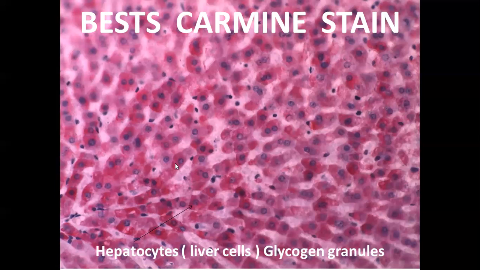This slide demonstrates the cytoplasmic inclusion, glycogen granule, inside the liver cell. This is the glycogen granule. Also in this area it is very clear: the glycogen granule, the nucleus, the glycogen granule. Nucleus, glycogen granule. We use the special stain, the name of the stain is Best's carmine.